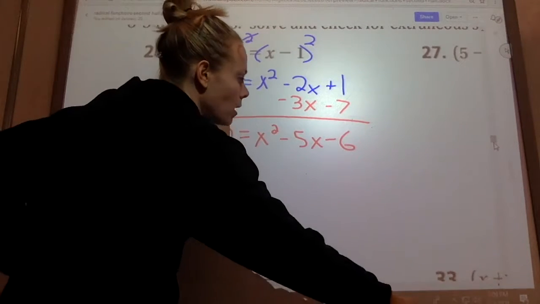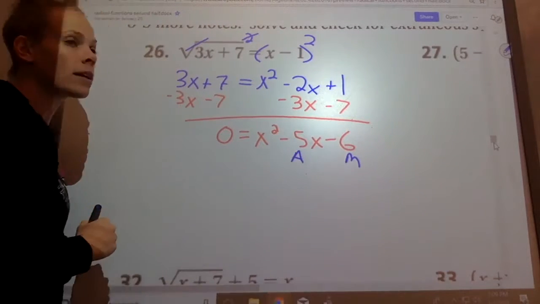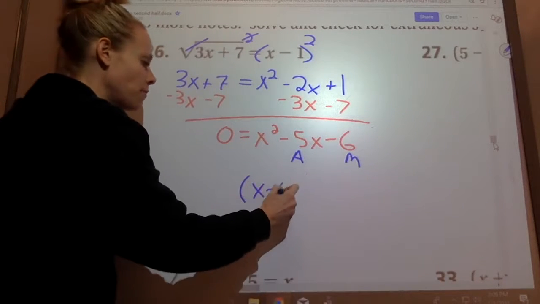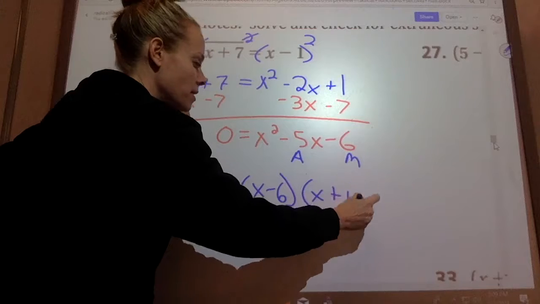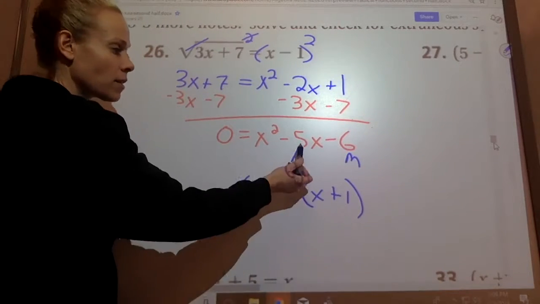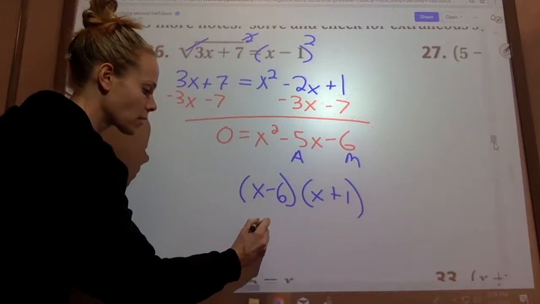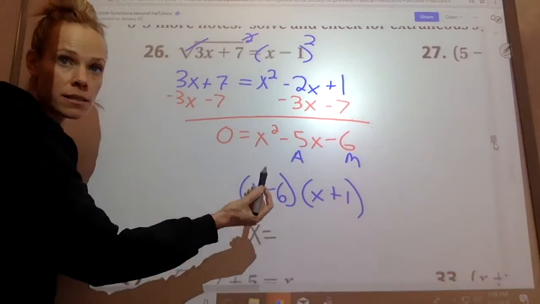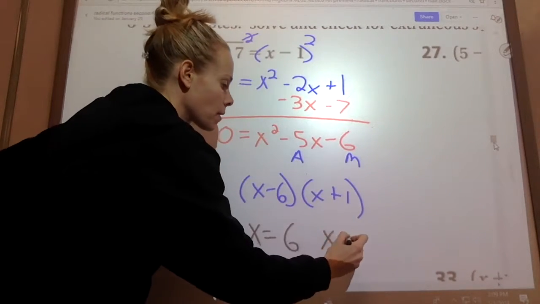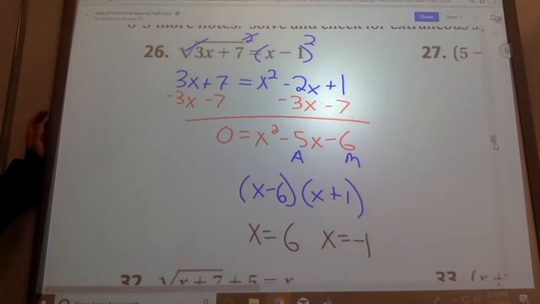What do I multiply equals negative 6, but add equals negative 5? Negative 6 and positive 1. Right? Multiply to negative 6, add those together, negative 5. So now what are my answers? What minus 6 is 0? Positive 6. What plus 1 gives me 0? Negative 1. Okay? And we're not quite done yet.